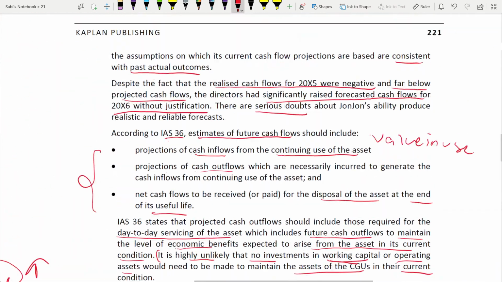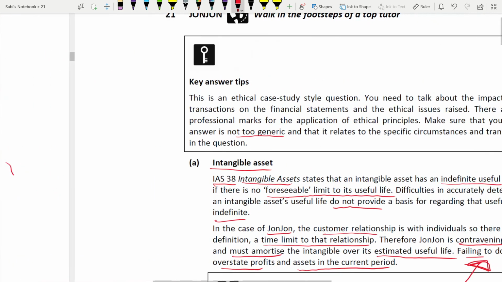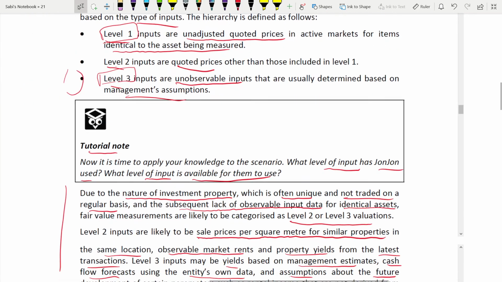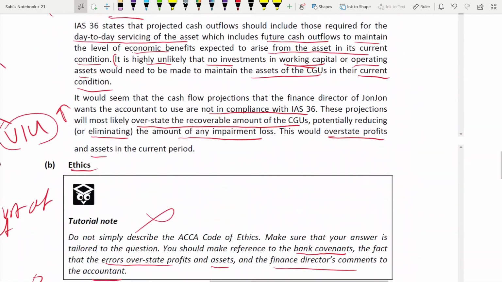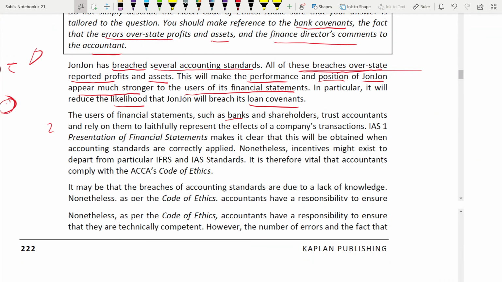Remember in your background, bank loans. They have a number of bank loans, and you have to repay a bank loan immediately if the bank says that you have breached any of its covenants. That's why this is very important. The ethical issue is on this. So the bank is a major user of these financial statements in this condition, and shareholders also definitely.